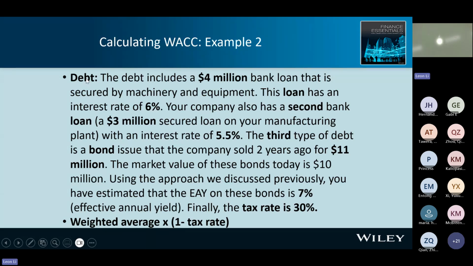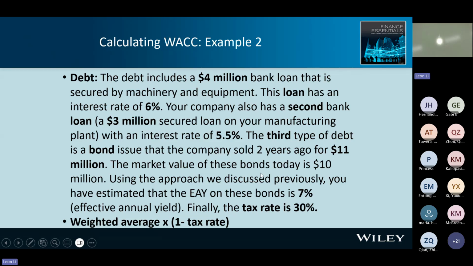For debt, we have different types of debt. I just highlight some key numbers and key information for you. For debt, the company has a loan with interest rate 6%. So the cost of the first loan is 6%. The company has another debt, a second loan, and the rate is 5.5%. I also give you the value of each type of debt. First loan, 4 million. Second loan, 3 million.